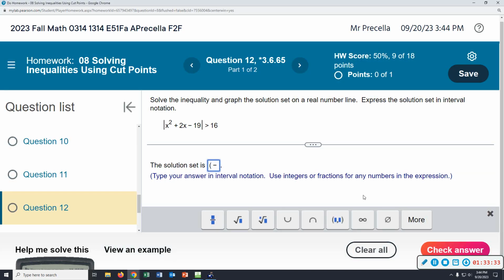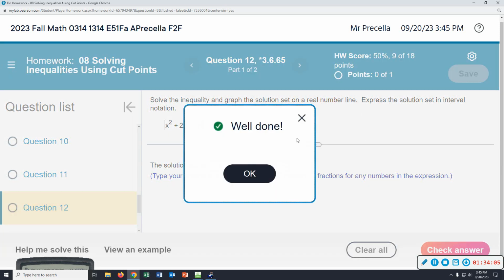Parentheses. Negative infinity, comma, -7, right parenthesis, union, open, -3. No, positive 1. Close parentheses. Union. Parentheses 5, comma, infinity, close parentheses. Check the answer.